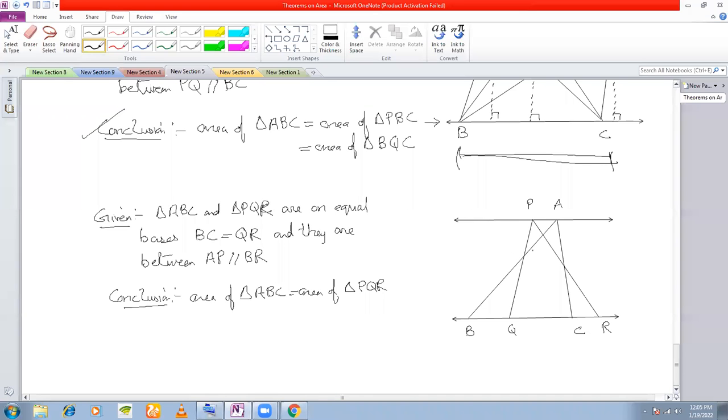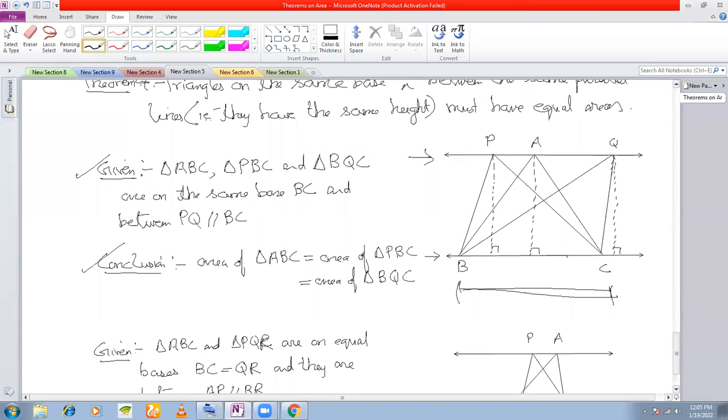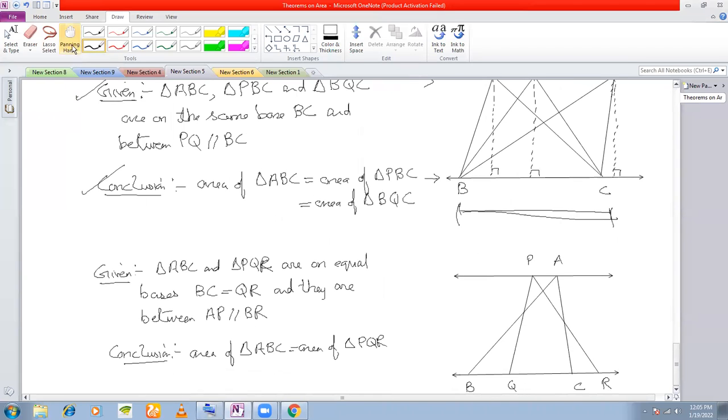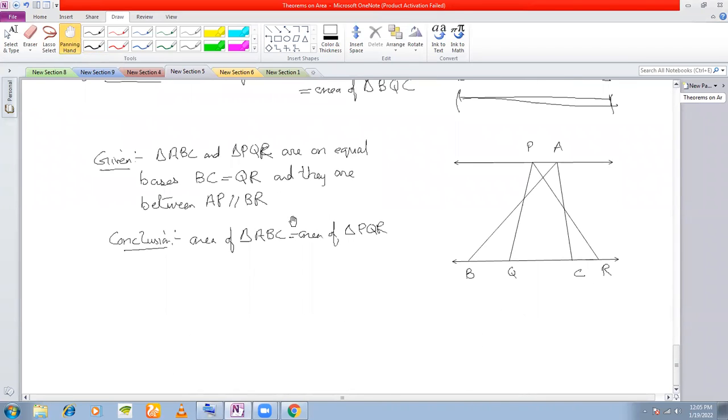Now, if you see triangle ABC in the earlier case, we had three triangles on the same base BC, right? But here in this case, I've taken only two triangles. You can take any number of triangles. But here I have two triangles which are on equal bases. That is, this base BC is equal to this base QR. If these two bases are equal, then we can say that these two triangles must be equal in area.